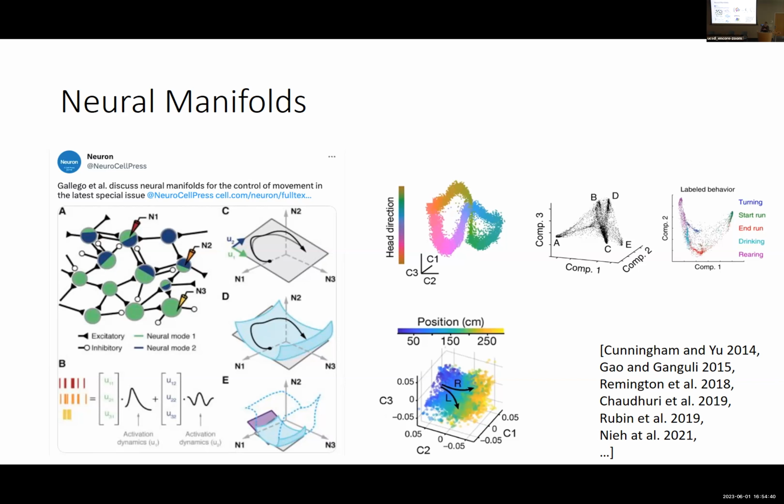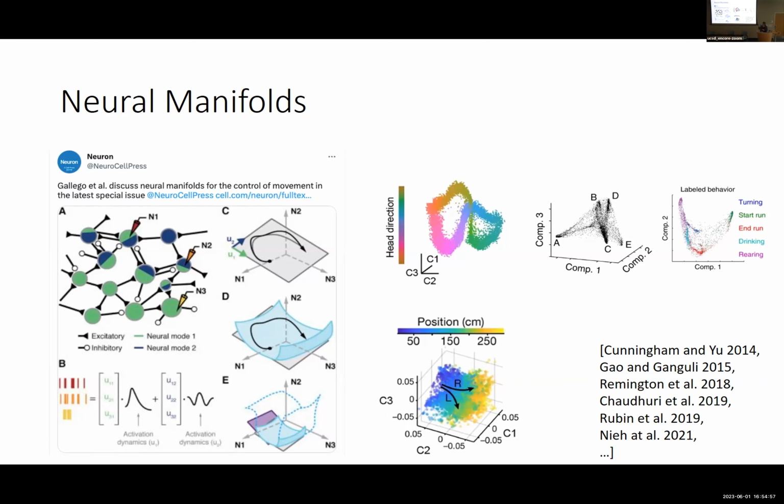And luckily, in the early 2000s, people developed manifold learning and dimensionality reduction techniques that allowed us to reduce redundancies in large-scale data sets, visualize our data, and perform downstream analysis.